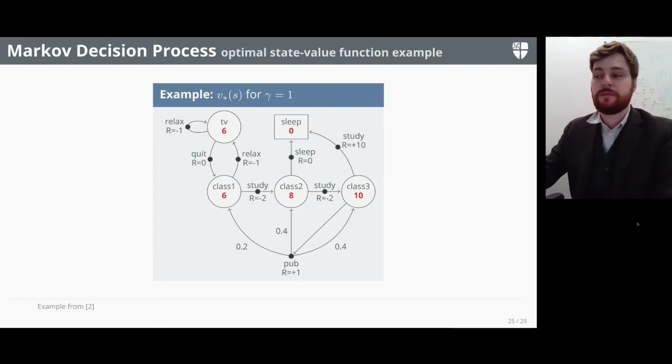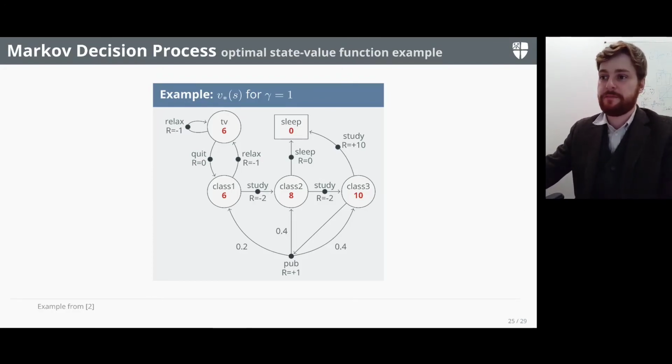So we can just eyeball this to see how it works. If we look at this example of these optimal value functions, if you're in class 3, should you go to the pub or should you study? Well, 10 is the optimal value. That's where we get our reward. So the max of 10 and 1 is 10. So you should study. That's clearly the best action you can take in class 3.